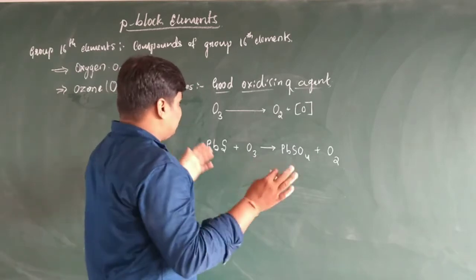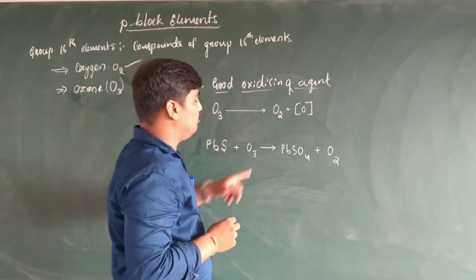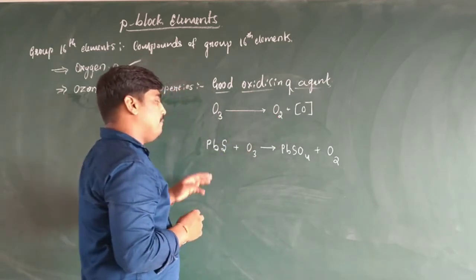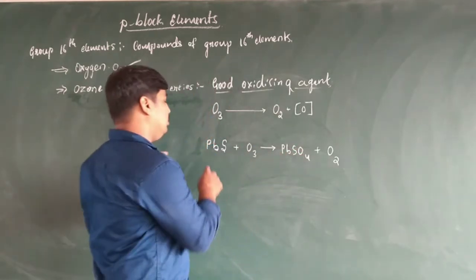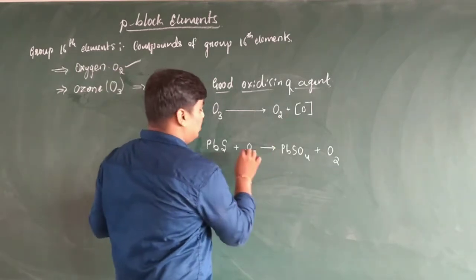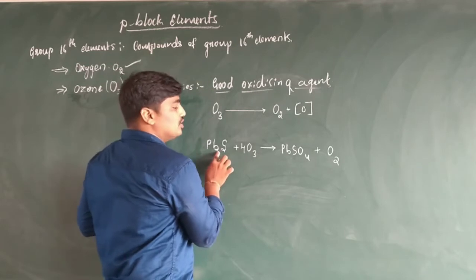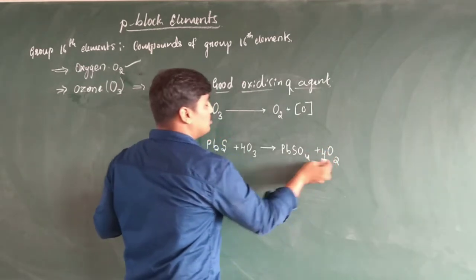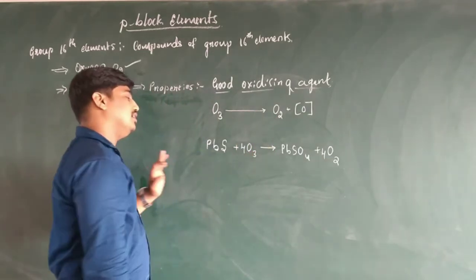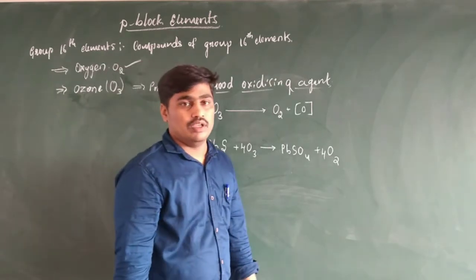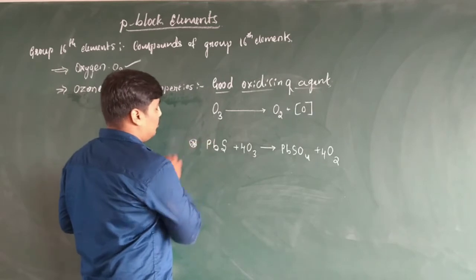If we know the concept of decomposition of ozone giving oxygen, one ozone molecule gives one nascent oxygen. Here lead sulfide takes 4, therefore 4 molecules of ozone react with it. One O3 gives one O2, so 4 O3 gives 4 O2. So this is the balanced chemical equation, and it is a very important reaction from the exam point of view.